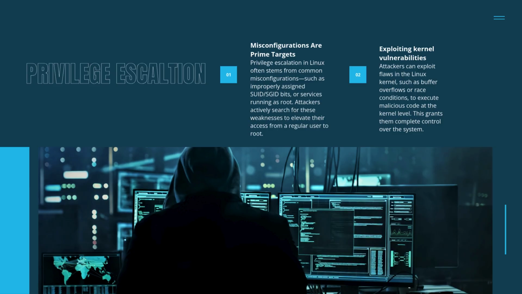The Linux kernel is the heart of the OS, and if there's a bug in it, like a buffer overflow or race condition, it can be a goldmine for attackers. Exploiting the kernel gives them the highest level of access. That's why it's so important to keep your kernel up to date and monitor security advisories closely.